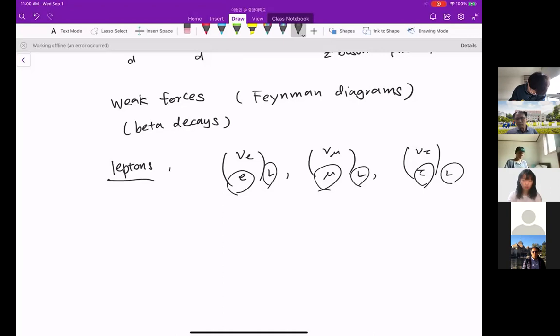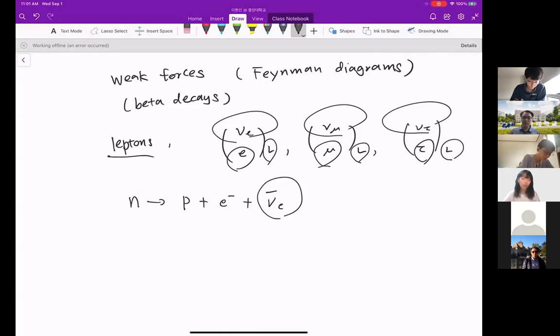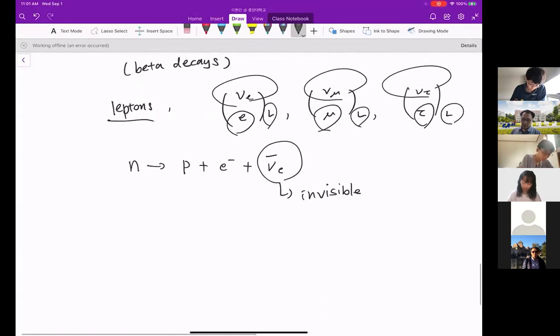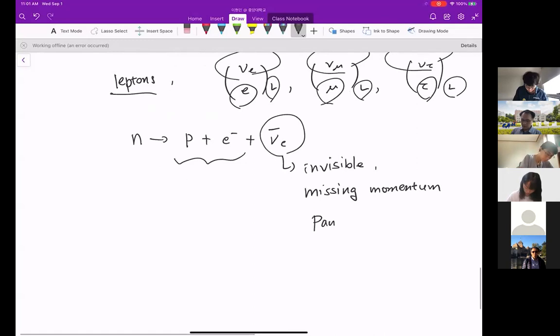But what about these neutrinos? Neutrinos, as you remember, come from the beta decay, right? So a neutron decays into a proton plus an electron and an antineutrino. We know what is missing in this process. These are invisible because we don't measure the energy from the neutrino directly. Just from the proton and electron only, there's missing energy, missing momentum. Because of that, Pauli in 1930 introduced a new particle, the neutrino.